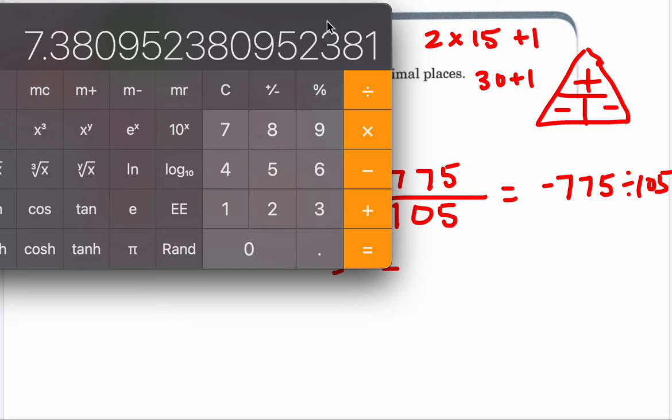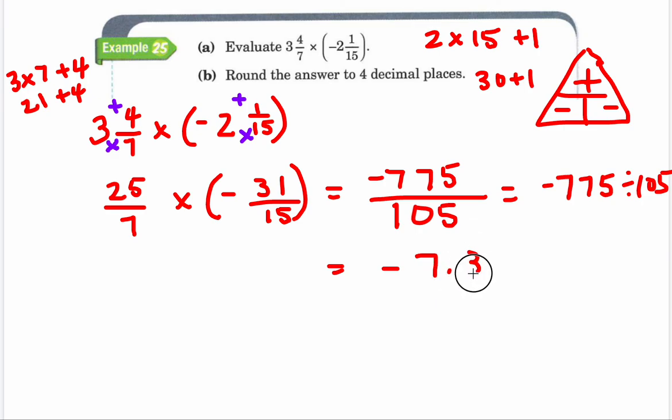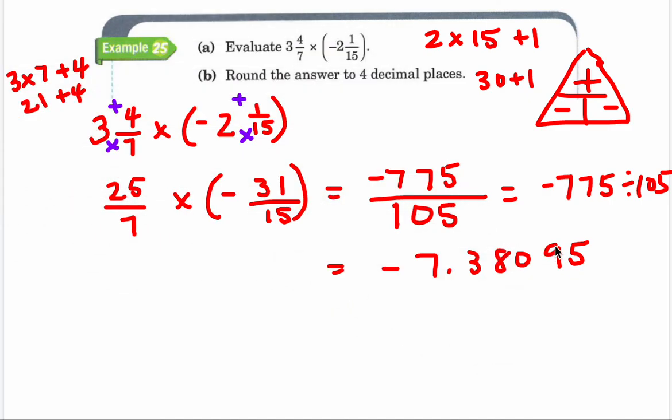Let me jot down as much as I can. 7.38095, and then let's put down a couple more: 7.38095238. I don't even have room, so let's just add that much.